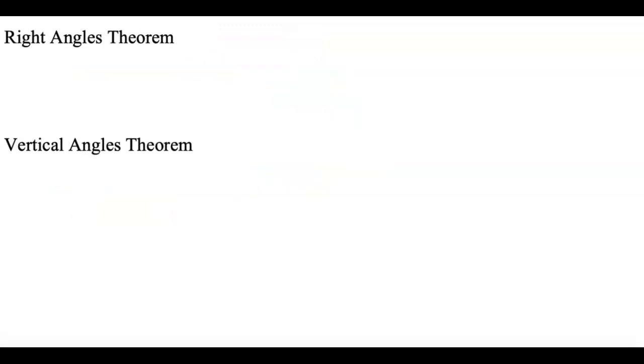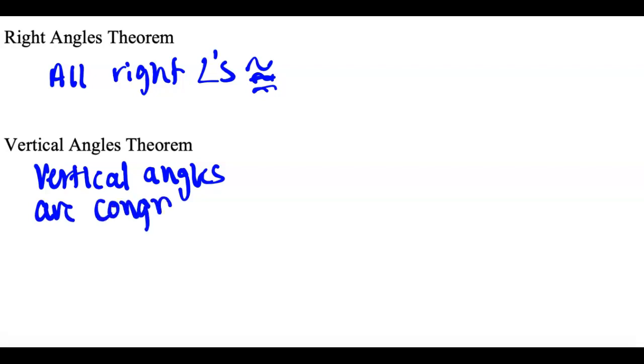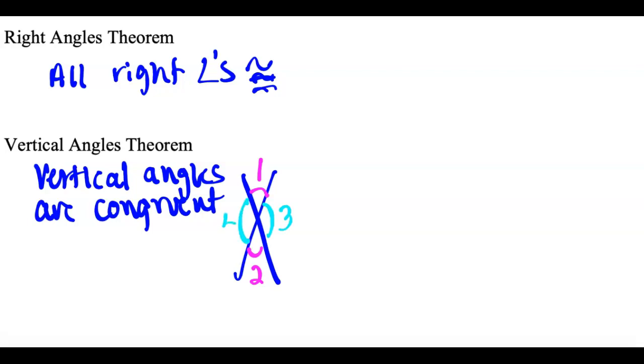Right angles theorem says that all right angles are congruent. And the vertical angles are congruent. We talked about this before. I'll just draw an example here of vertical angles. Here we would have these two would be considered vertical angles, and then angle 3 and angle 4 would be considered vertical angles.